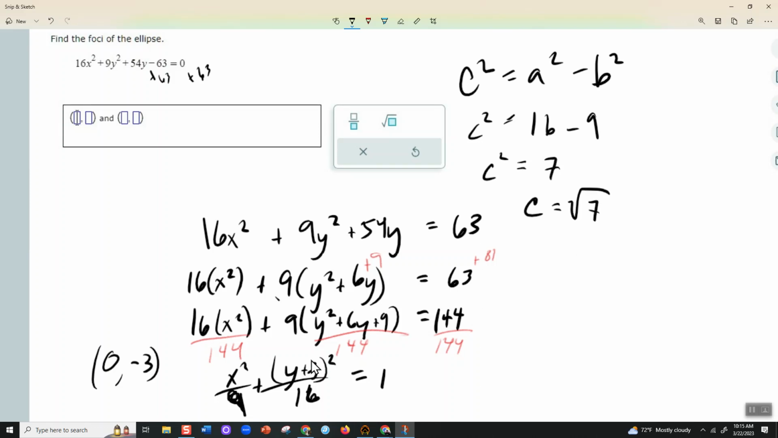Now, because my major axis is on the y coordinate, it means I'm going vertically. And if my foci are on the vertical axis, that means I'm changing the y value. These are xy coordinates. So I need to add and subtract the square root of 7 to my y value. If your major axis is on the x value, then you can add and subtract it to the x coordinate. But I'm basically going to have 0, negative 3 plus the square root of 7, 0, negative 3 minus the square root of 7. Let's go ahead and do that.